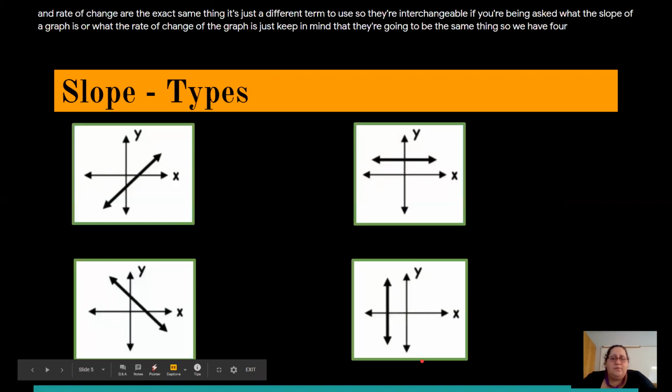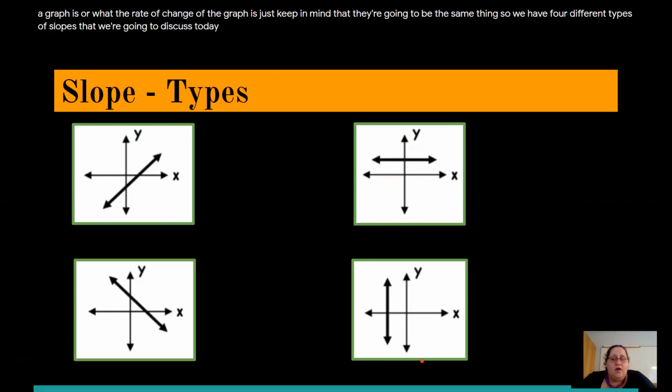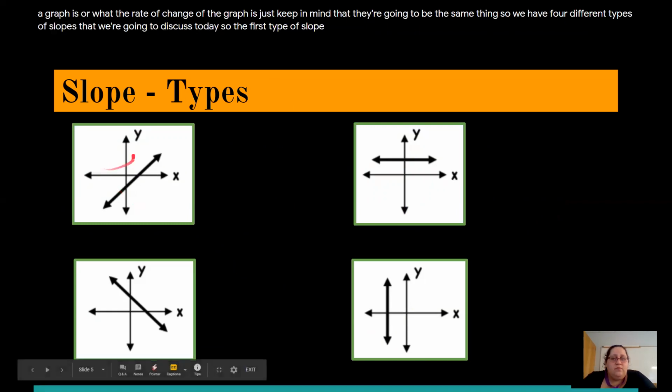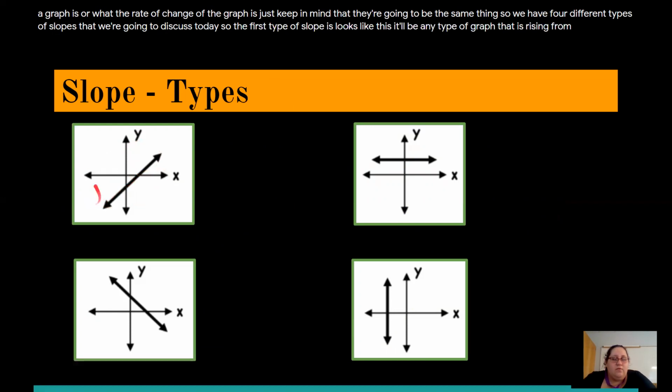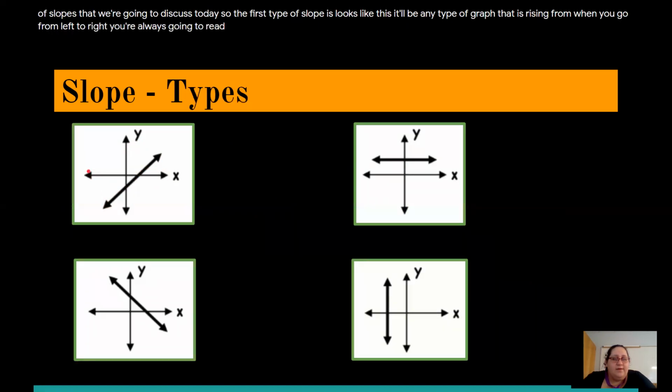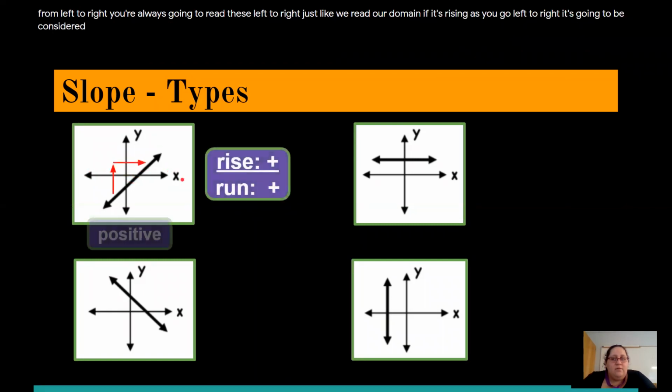So we have 4 different types of slopes that we're going to discuss today. The first type of slope looks like this. It'll be any type of graph that is rising when you go from left to right. You're always going to read these left to right, just like we read our domain. If it's rising as you go left to right, it's going to be considered positive. It's a positive slope because you're going up and you're going to the right.